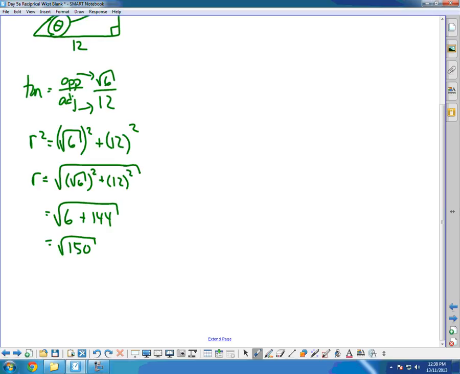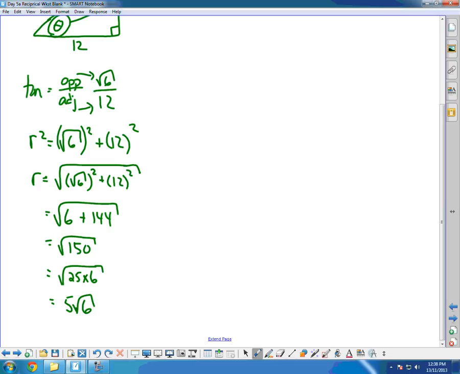From grade 11, we realized that 150, we don't want to leave as root 150. We can break that up. I can break it up and simplify it into 25 times 5, and take the square root of 25 and get 5 root 5. Oh, sorry, not 25 times 5, 25 times 6. 150 is 25 times 6. And so the square root of 25 is 5, so we get 5 root 6.